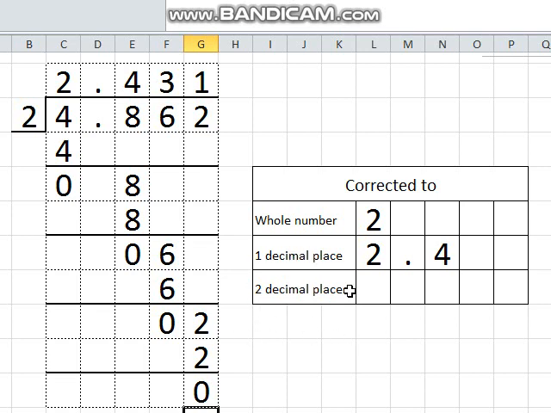Okay, but if you want to correct the answer to the nearest two decimal places, then this one should be 2.43, because the last digit is 1, less than 5, so you just stay the same. Okay, for the previous digits over here, stay the same. Okay, I want to show you another example.